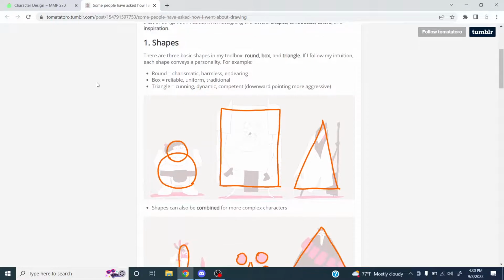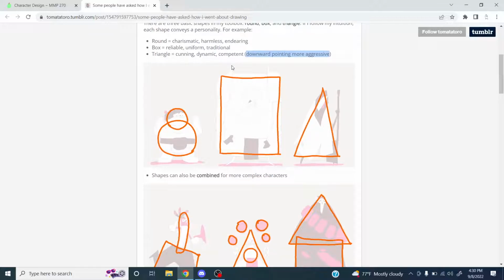So in this example, he starts with some basic shapes, and he associates certain characteristics with those. Again, this is just for this specific example. These aren't universal rules, but it's helpful to have these guiding concepts. So in his shapes, round is representative of a charismatic, harmless, endearing character. Box is reliable, uniform, traditional, and triangle is cunning, dynamic, and confident. And a downward pointing triangle is more aggressive.